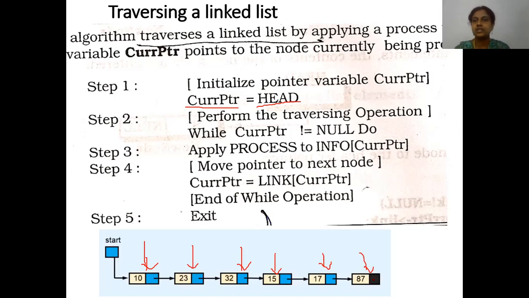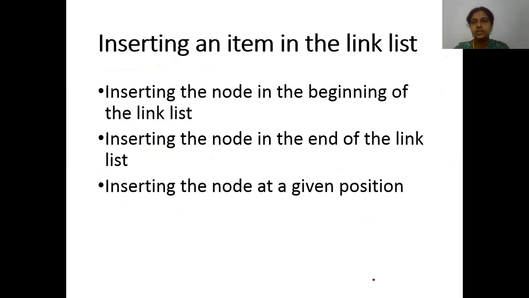So if you could see, we would have visited all the nodes. This is called traversing a linked list. Understand, traversing means visiting all the nodes at least once. We were able to achieve it. So this is about traversing a linked list. The next concept we need to discuss is inserting an item in the linked list.